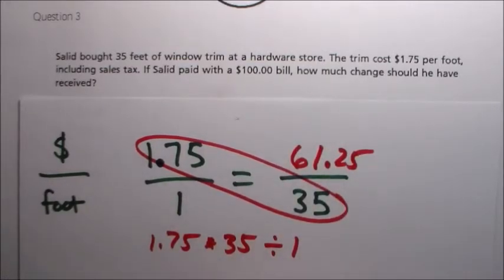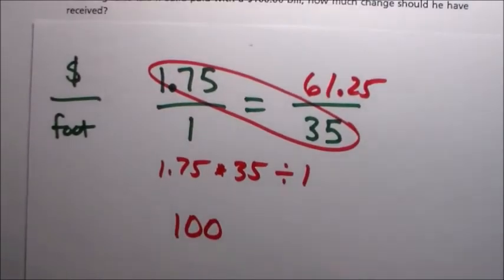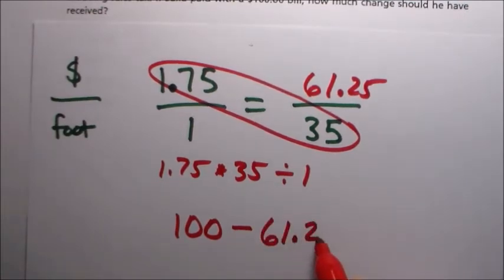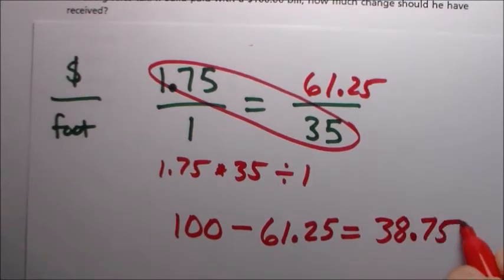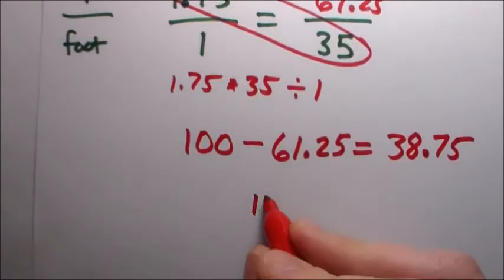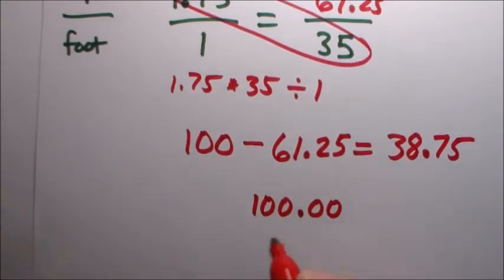Well, if he paid with a $100 bill, let's write it down here. I paid with a $100 bill. If he paid with a $100 bill, it'd be 100 minus what he paid for, minus 61.25. Plug that in your calculator, do it out. You get 38.75. If you do it out, you do 100, line up those decimal points, and 100 equals 100.00.